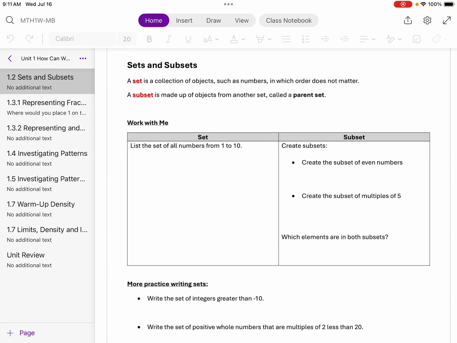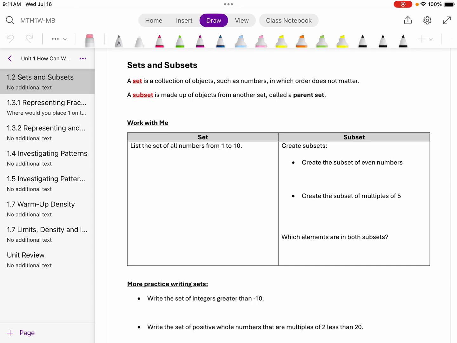Okay, so today we're going to talk about sets and subsets, and this is our unit 1, and that's how can we represent numbers. Okay, so when I'm looking at this, a set is a collection of objects such as numbers in which order does not matter, and a subset is made up of objects from another set called a parent set. So we're going to talk about that together.